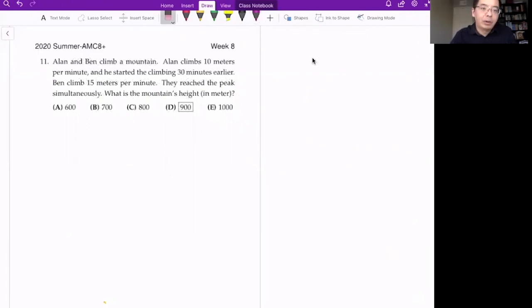Here are two people, Alan and Ben. They climb a mountain. Alan started first, 30 minutes earlier than Ben. But Ben is faster, so eventually they arrive at the top of the mountain at the same time. The question is, what is the height of the mountain?